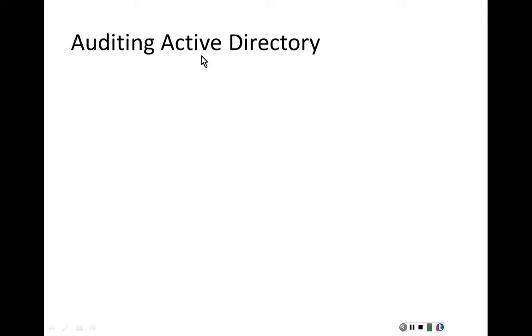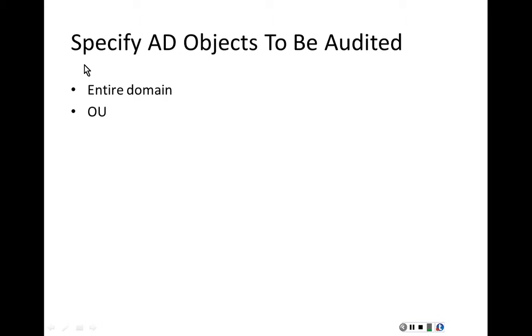Let's now look at auditing Active Directory. Now, previously we looked at file auditing. Who looked at which file? Active Directory is auditing who is creating and deleting users, or who is modifying users or adding users to groups. So let's specify which objects will be audited. We could audit the entire domain, or we might just want to audit one particular organizational unit.